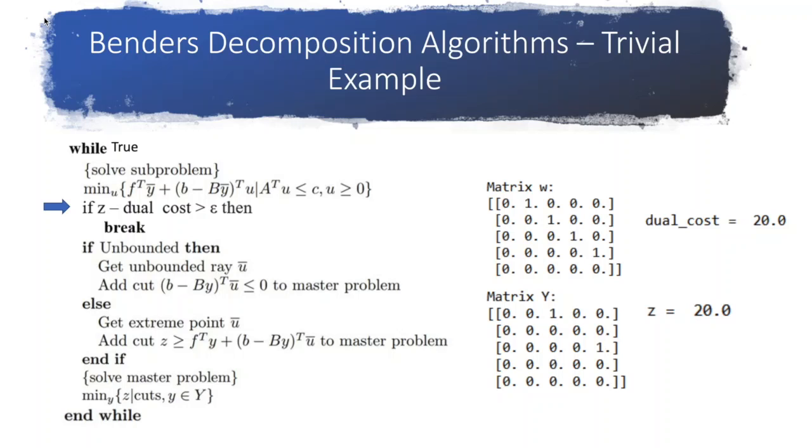is 20. After having the simple example in our pocket, the rest of the project will just involve coding Bender's decomposition and using it to solve large-scale problems that are perhaps not so trivial.